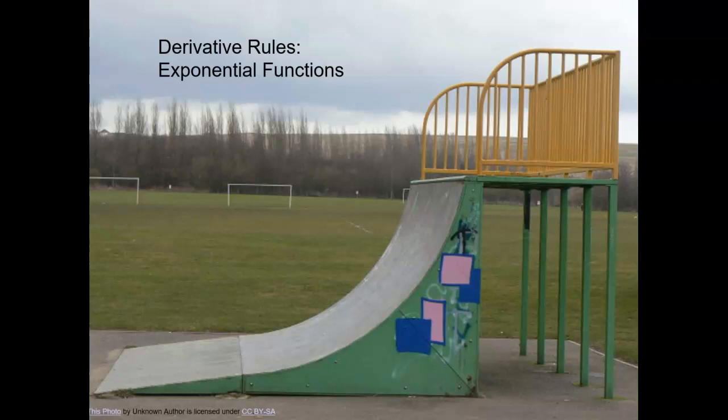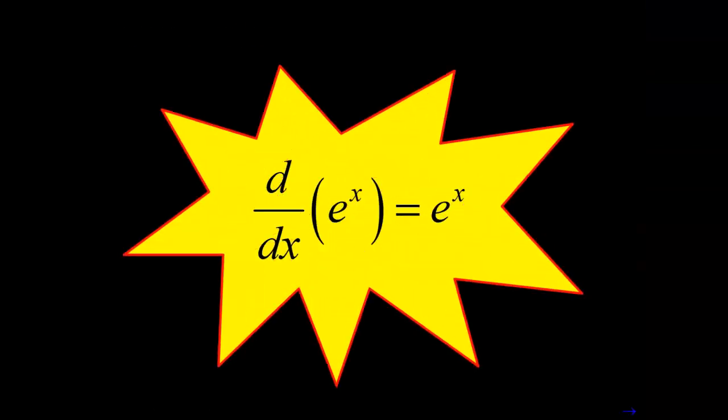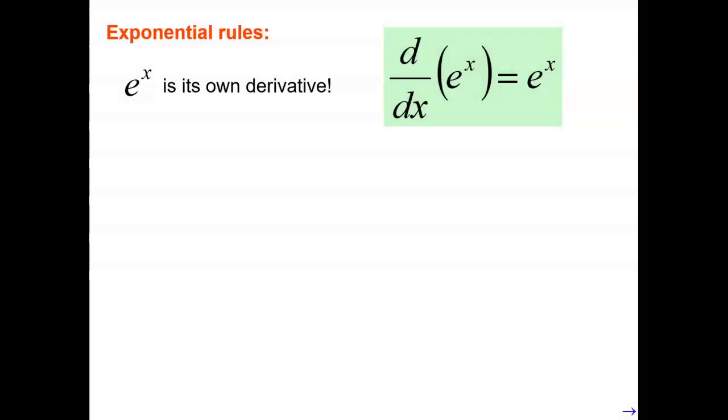of exponential functions. Let's start with e to the x. E to the x is the unique function, the function with the natural exponential base of e, that is its own derivative. It is the only function that is its own derivative. So our derivative for e to the x is just itself, e to the x. So e to the x is its own derivative.